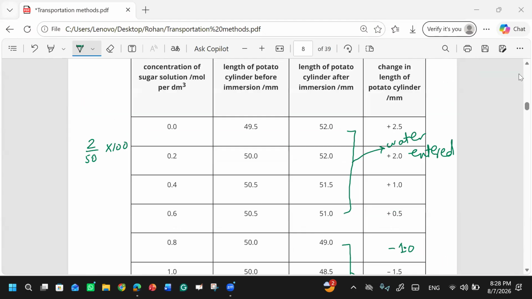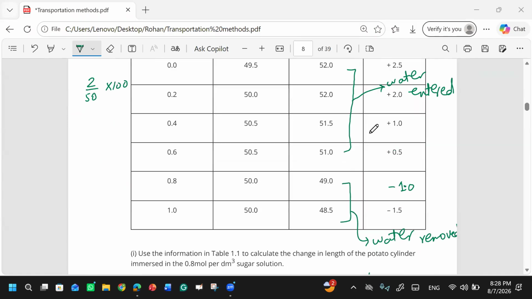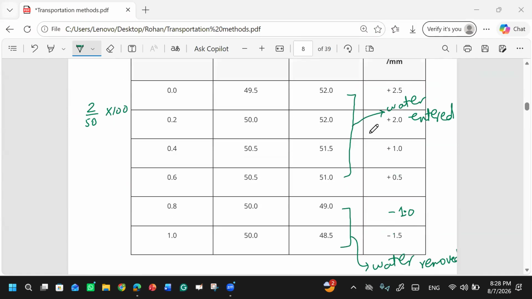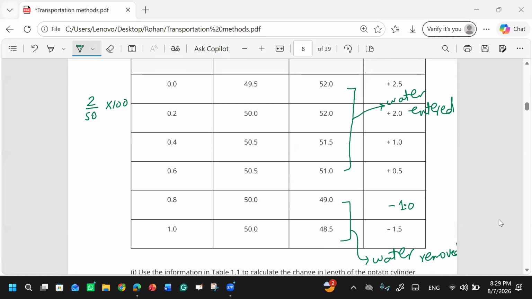They are not talking about the length. You have to tell them what happened. Did it shrink? Is the length increased? Initially it was 50, so it decreased. Yes, it is decreased, because water is removed, right? So we will say the potato is shrunk now a bit because the water is removed by the osmosis process.